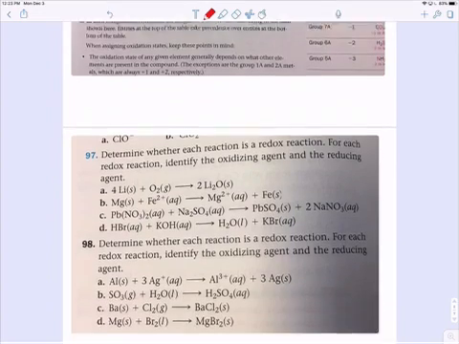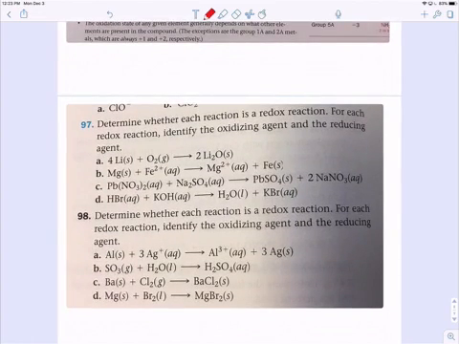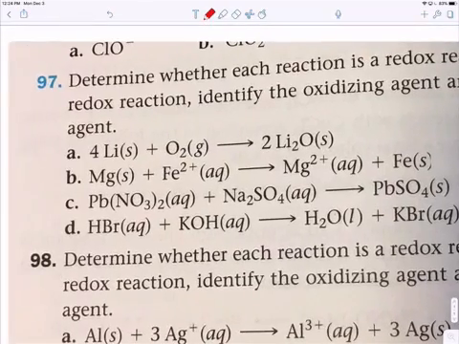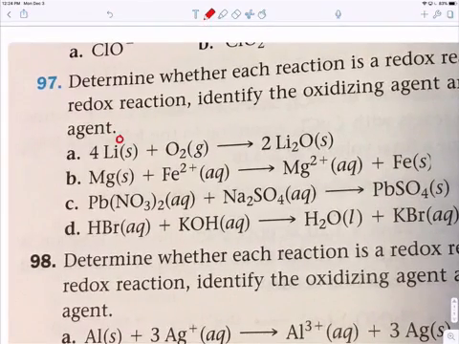Keeping the chart in mind, determine whether each reaction is an oxidation reduction reaction. Redox is reduction oxidation, oxidation reduction. For each redox reaction, identify the oxidizing agent and reducing agent. An easy way that will always work is to get the oxidation states for each one. So lithium is 0, oxygen is 0, lithium becomes +1, oxygen becomes -2. This is an oxidation reduction reaction.